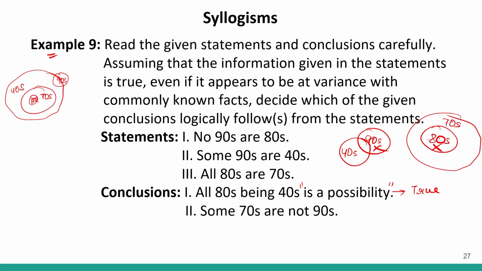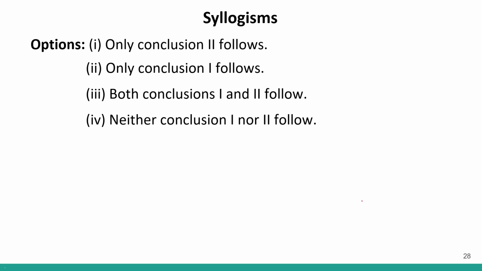Okay. Conclusion number 2 says some 70s are not 80s, some 70s are not 90s. So over here, I can see that some 80s are there in 70s. This portion is definitely not 90s. They will not overlap with 90s. So this is also true. So both my conclusion 1 and 2 are true. So if I look at the options, there is option number 3 that says both conclusion 1 and 2 follow. This will be the answer. Okay.